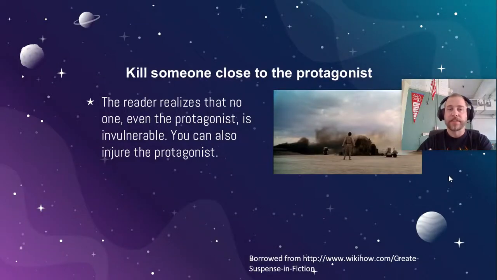Another thing you can do is kill somebody close to the protagonist. And what this shows is that the protagonist is not safe. Somebody near to them has died, and they can also die. And so this is another way of showing that the antagonist has the ability to destroy the protagonist. And here I just put the original Star Wars when Luke comes home to his family farm to find that his aunt and uncle had been killed. We learn that the Empire is a serious business, and they will destroy people, and it makes you more worried for the characters of the story.